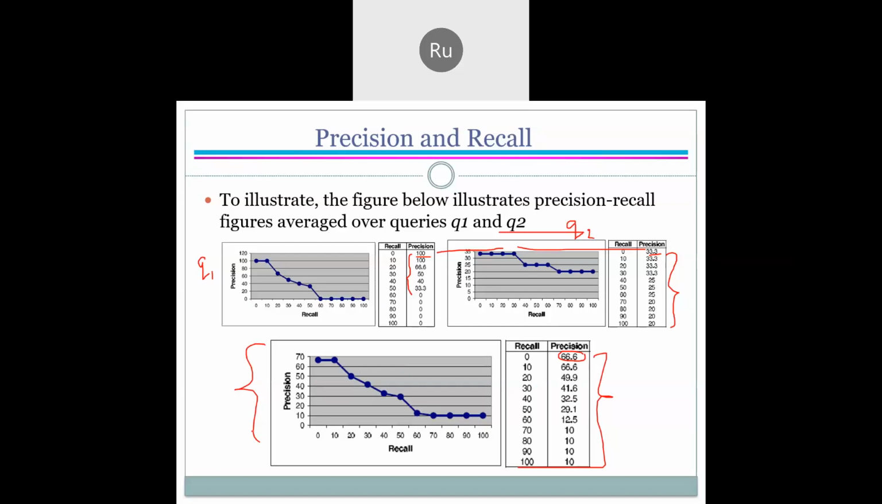Normally, information retrieval systems are assessed based on several queries. So in this example, we have two queries, query 1 and query 2. Each query will have its own relevant documents with respect to the query. So we take the precision that we have for each recall, then we take the average, and we get this. So this is the final assessment, and this is what we call the mean average precision, which will be the area under the curve. We will learn more about that.